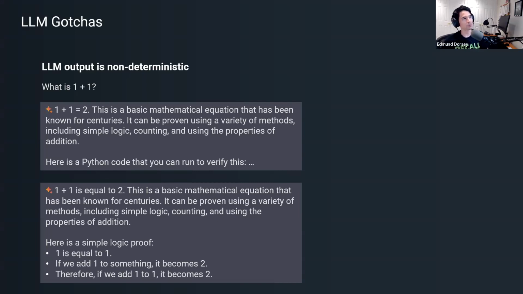Here's a really simple example where you just say, what is 1 + 1? You can see it got it right in both cases, but in the first one, it decided to give me Python code back. In the second one, it decided to give me a proof. And again, how do we make it more deterministic? You can do this through prompt tuning. I could say, what is 1 + 1? Give me the answer as just a number. And I'm much more likely to get a deterministic answer. But still, overall, the system is non-deterministic. So we need to keep that in account when we're working with this, particularly when we're sharing prompts with our colleagues.